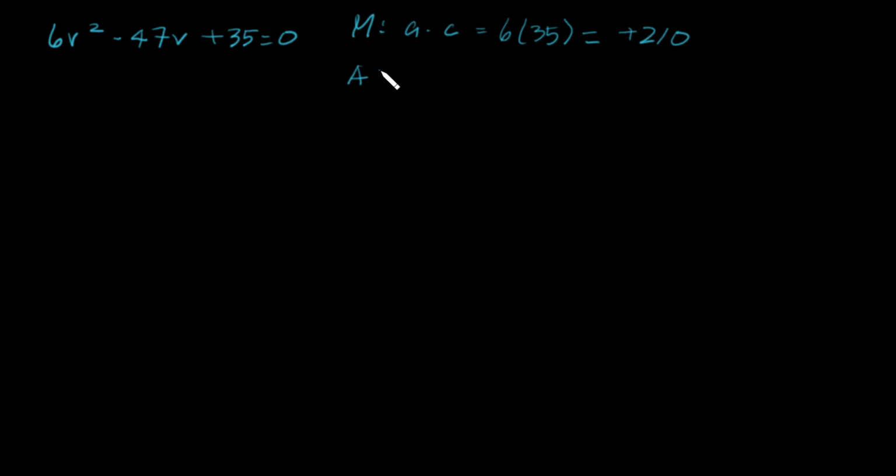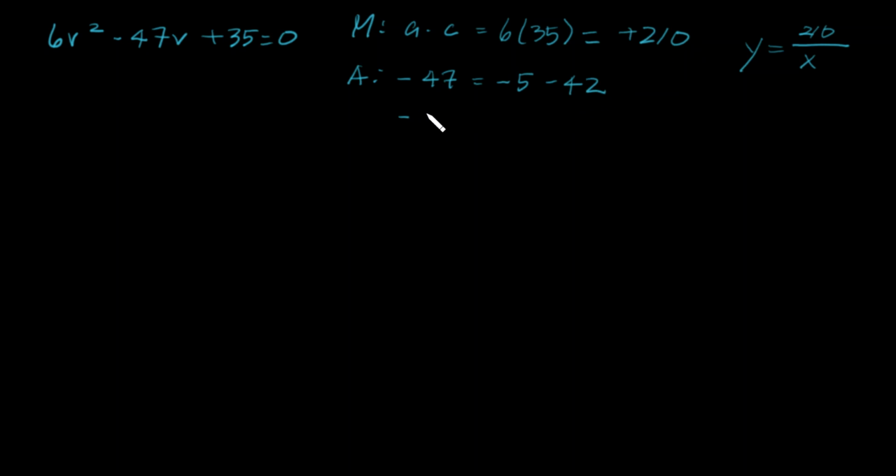Now, we have to find factors of 210 that when we add them together equal negative 47, which tells us both of the factors are going to be negative. Because a negative times a negative gives you a positive, but when you add them together, you get a negative. Remember, I told you could look in your graphing calculator and then you will find the two factors are negative 5 and negative 42. When you multiply 5 times 42, you get 210. When you add them together, you get negative 47.